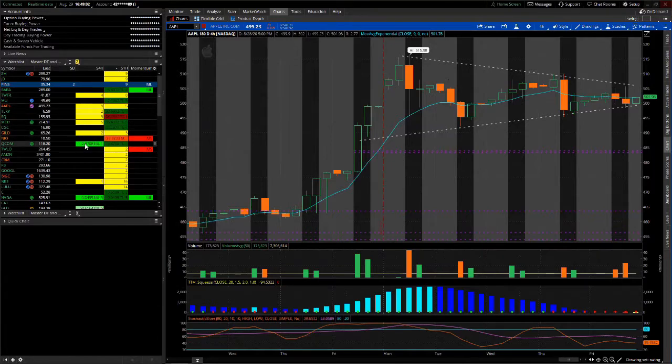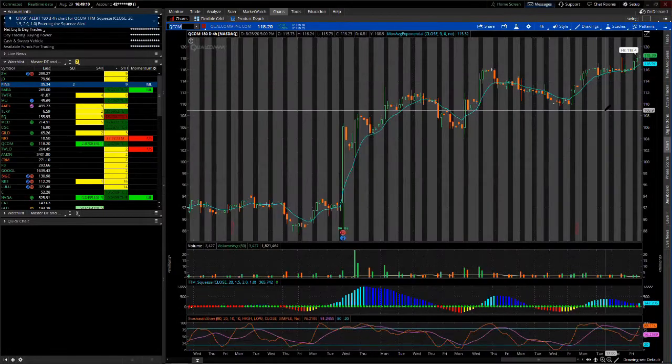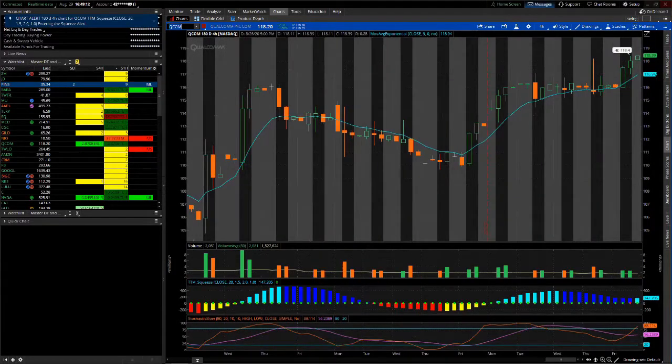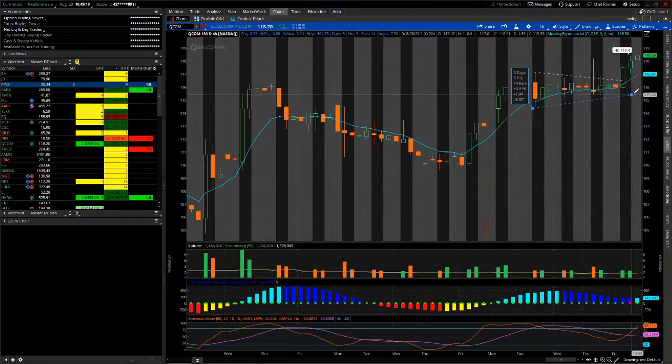This is telling me Qualcomm had a 4 hour squeeze, and it's 1 period into being released. Let's look at that. Qualcomm. This is the type of trade I'm looking to take. It's squeezed for multiple periods, we get the squeeze pattern up here on the 4 hour, and we get a breakout.